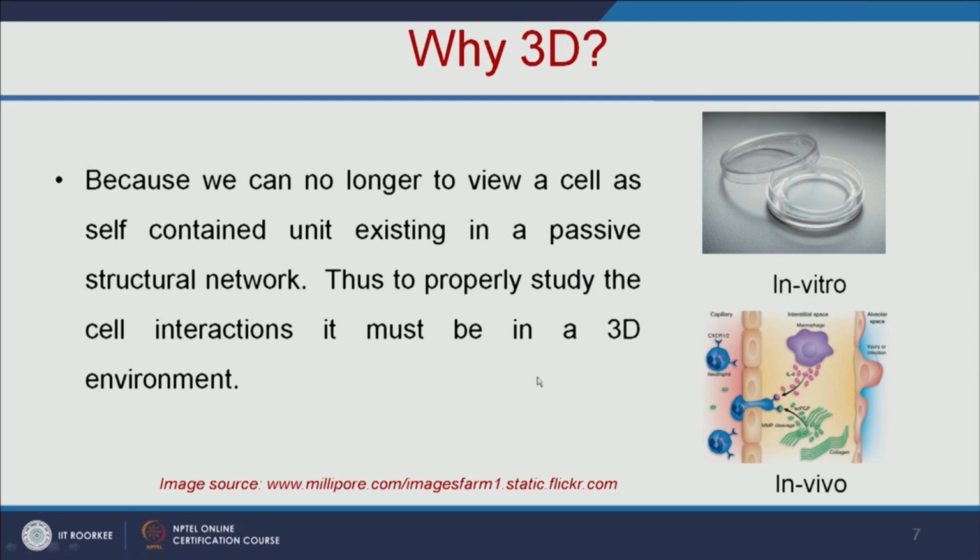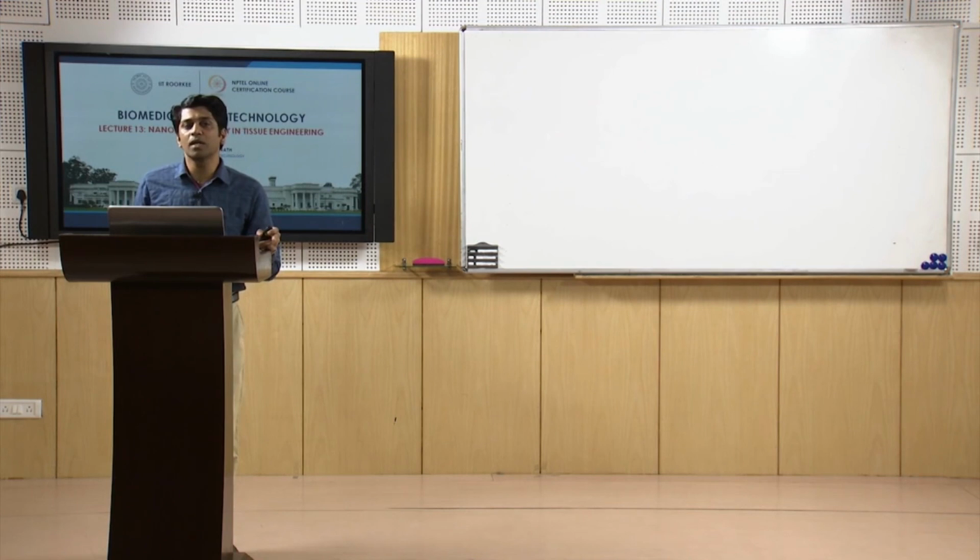So why do we need 3-dimensional? In the case of 2-dimensional, that won't mimic your body condition. Inside our body, all the organs are in 3-dimensional. So we need a 3-dimensional scaffold which mimics your in vivo condition, and also acts like a support to grow the cells, which could be useful for making artificial tissues or organs to replace the damaged tissue or organ.